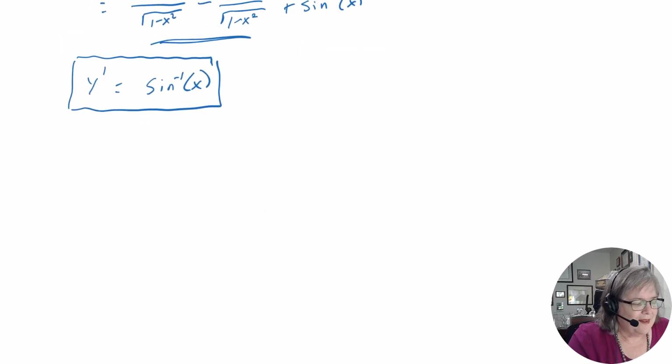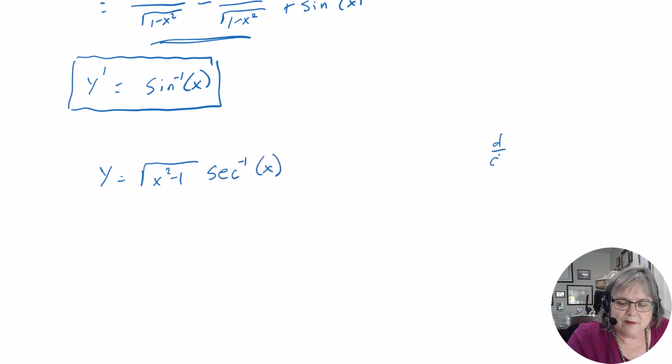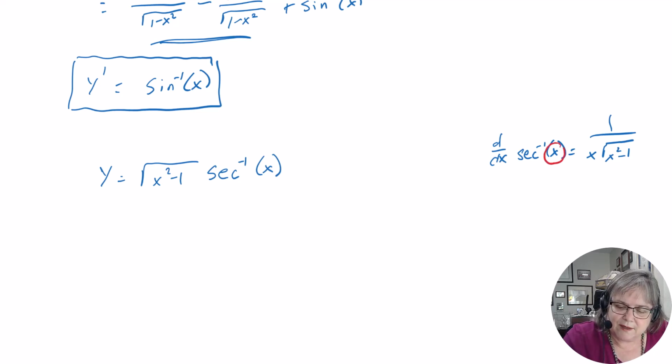Okay. Now, let's do y is equal to the square root of x squared minus 1 times the inverse secant of x. And the derivative with respect to x of the inverse secant is 1 over x square root of x squared minus 1. The thing that is important here is whatever this x is, it's going to go here and it's going to go here. It has to go in both places.